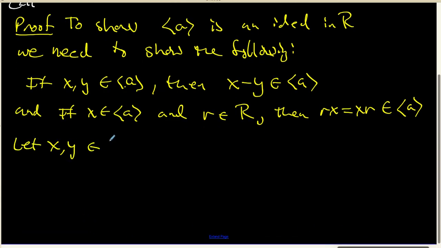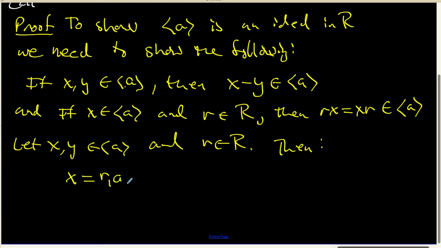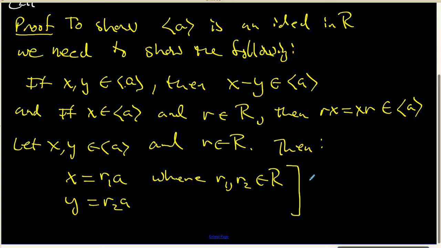Let's let X and Y be inside the set generated by A, and we're going to let R be any element of R. Then we have the following things. X can be written as R1 times A, and Y can be written as R2 times A, where what I know is that R1 and R2 both belong to the ring R. And this is by the definition of principal subset generated by A.